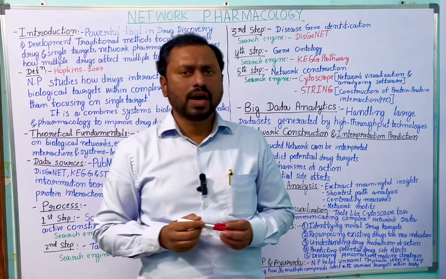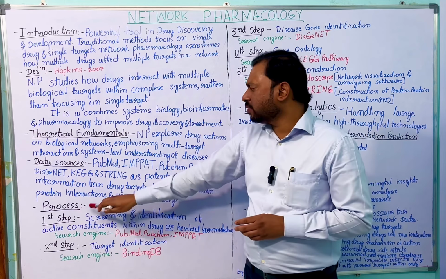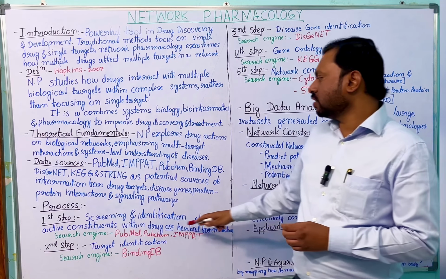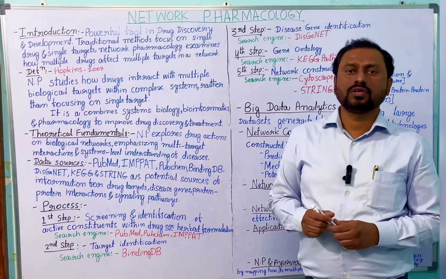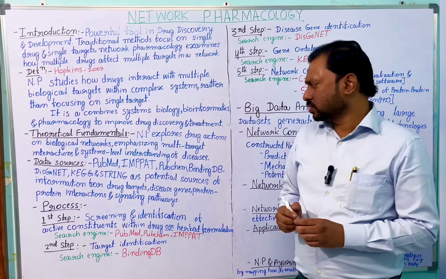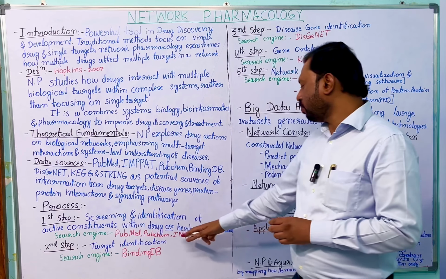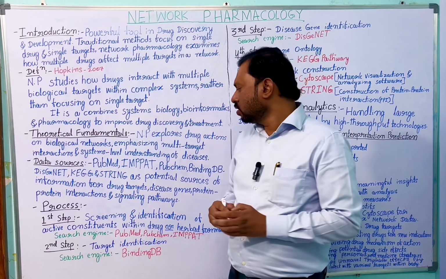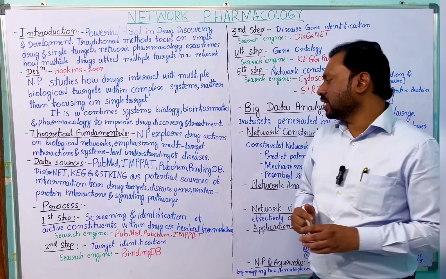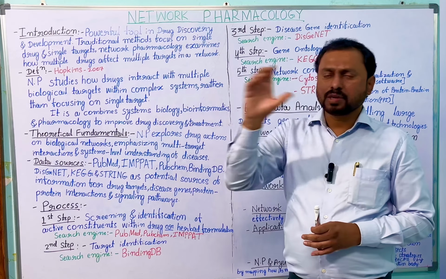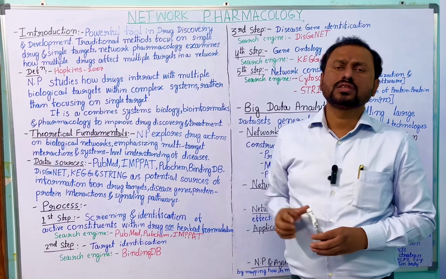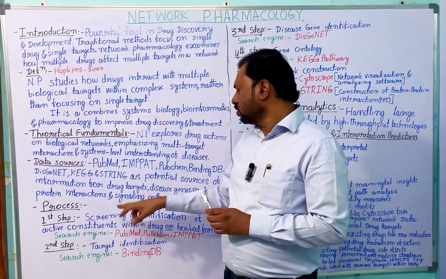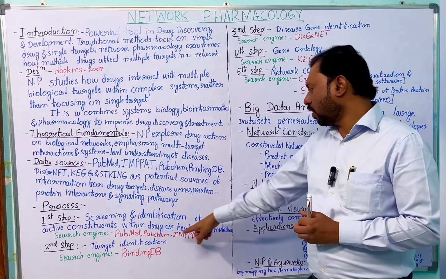It requires a total of 5 steps for this process. In the first step, we do the screening and identification of active constituents within the drugs, by using a data source such as PubMed, PubChem or Impart. These data sources we use to screen and identify the active constituents. Suppose there is one drug, which active constituents are present? For that purpose, we just have to open PubMed or PubChem.